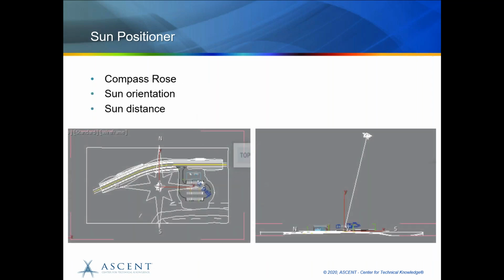Now, creating a sun positioner is just a 3-click process. The first click sets the compass rose. The second click orients the sun, which means it sets the cardinal directions like north, south, east, and west, so the software knows on which side of the building the sun is rising and where it's setting. And the third click sets the distance of the sun, as you can see on the right hand side. So the first click will create this compass rose, the second click will set the directions, and the third click is just the altitude of the sun.